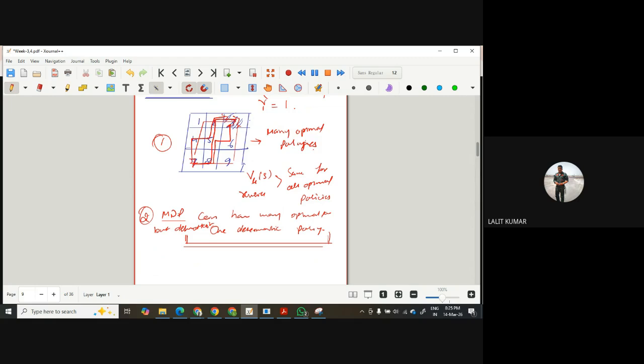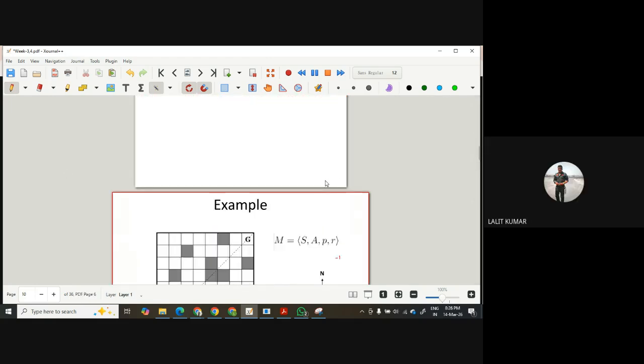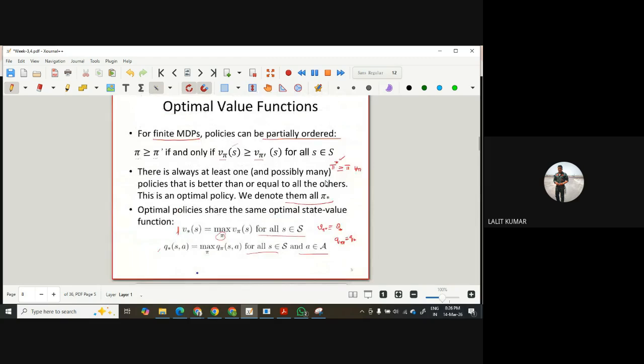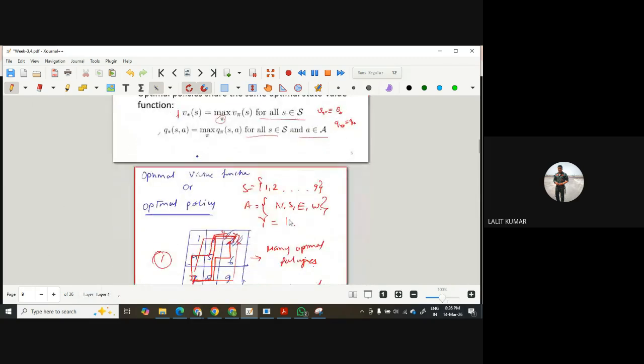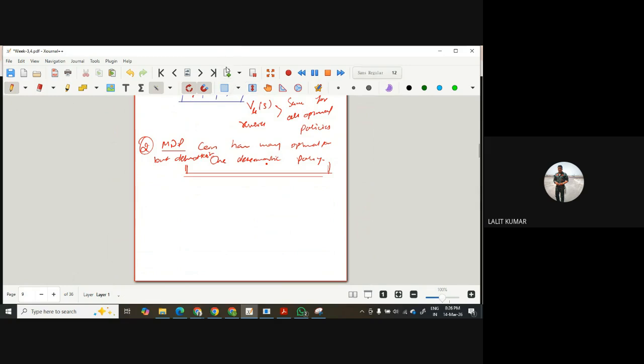Okay. So this is the basic crux of what the professor had covered in optimal value functions. Now we will come to V star and Q star, because that funda is very, very important.